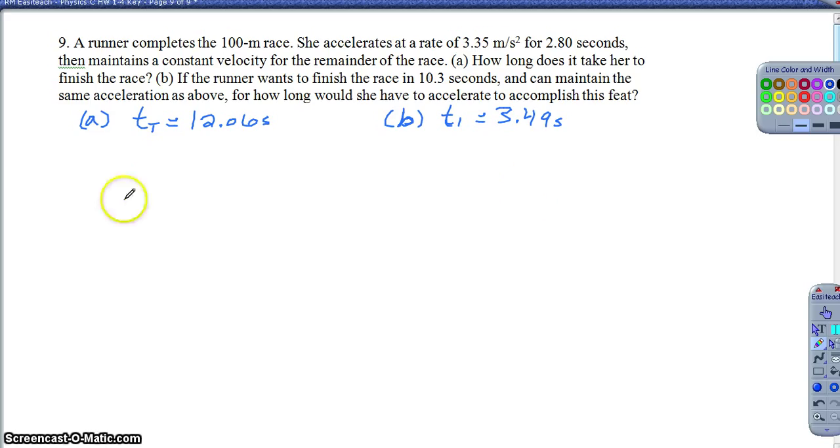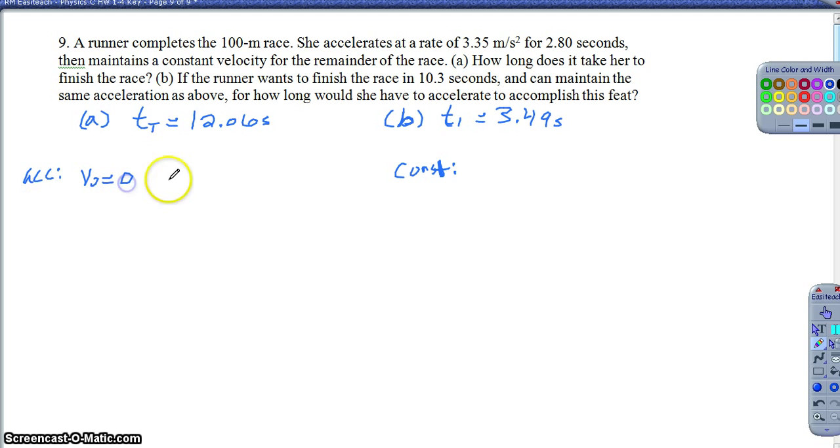So anyway, let's look at how we actually solve this if you need it. If not, congratulations, you are done with this homework. But anyway, for part A, it's pretty standard, just work it up in two different parts, right? She accelerates for a period of time, and then she moves at a constant velocity for a period of time. But you really don't even have to do a system of equations because they give you enough information.